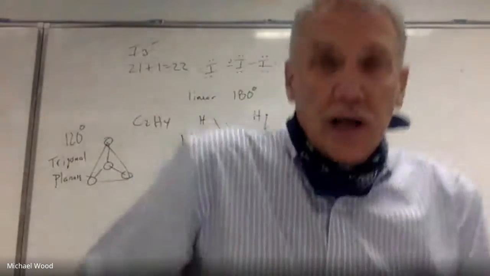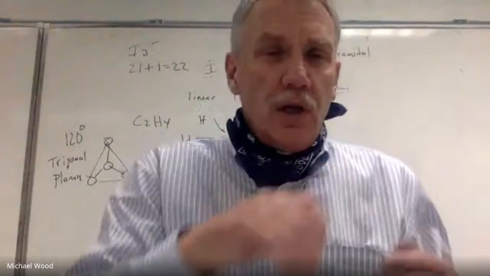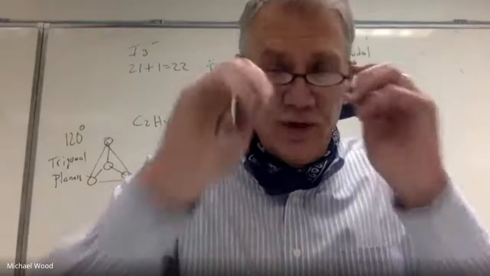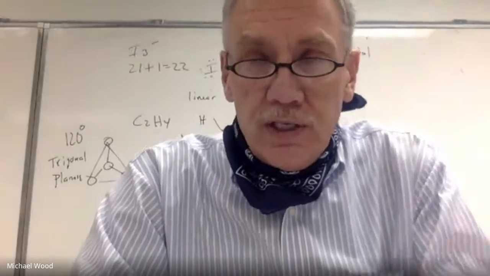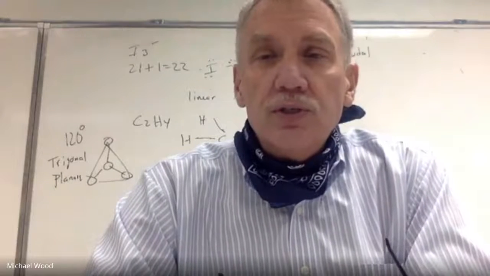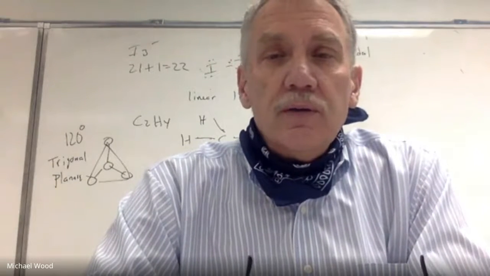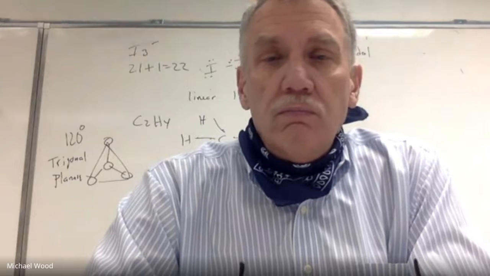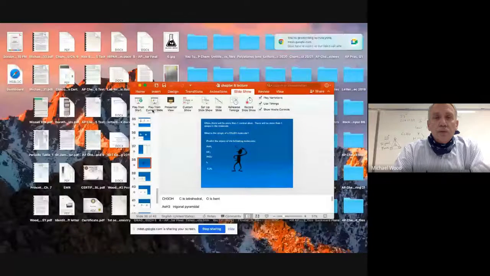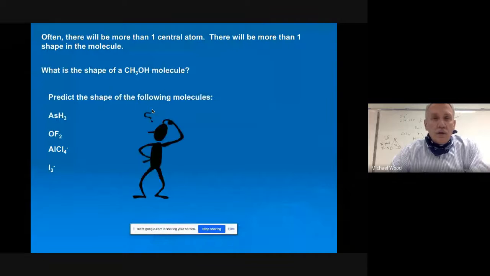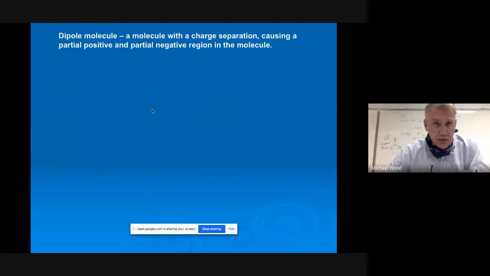Okay, now let's finish up this chapter. I've been on it now for a while. Okay, so the final part of this chapter we've really kind of addressed already, which is the idea of polarity. So a dipole is a molecule with a charge separation causing a partial positive and a partial negative region in a molecule.